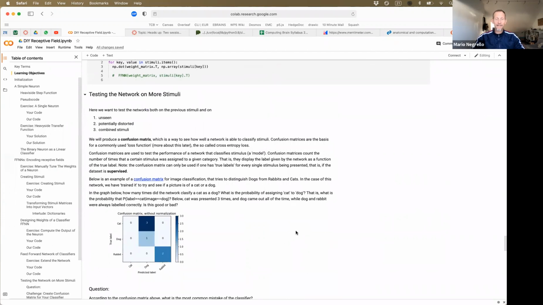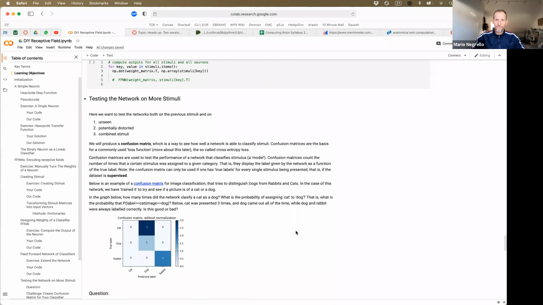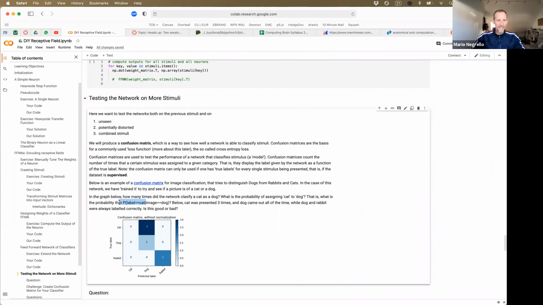You basically have the stimuli that you want to categorize on the left, and you want a cat to be a cat, a dog to be a dog, and a rabbit to be a rabbit. But your neural network, because it makes errors, doesn't manage to get it right every time. So the probability of the label being something given that the image is something else. This notation here is in Bayesian probability notation.